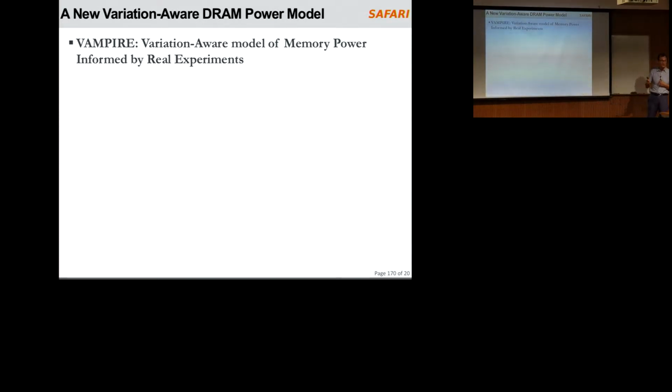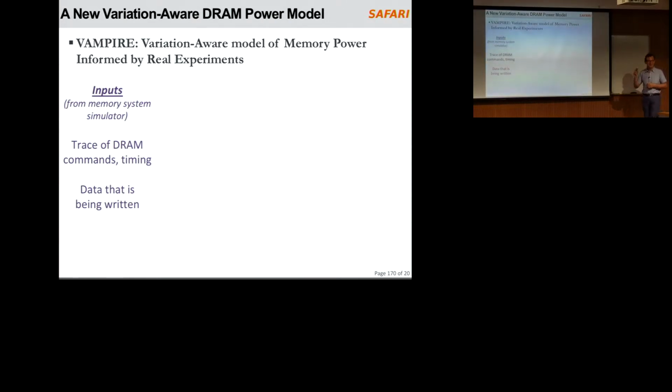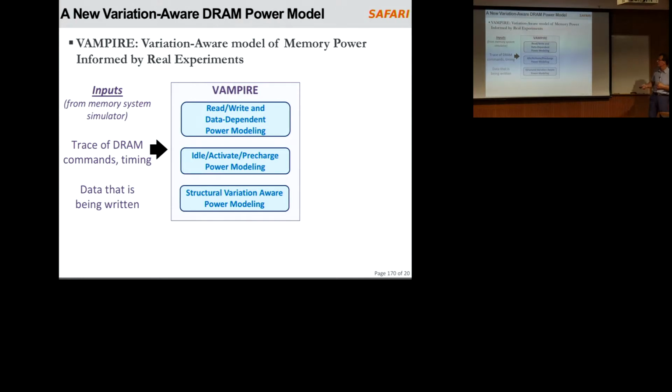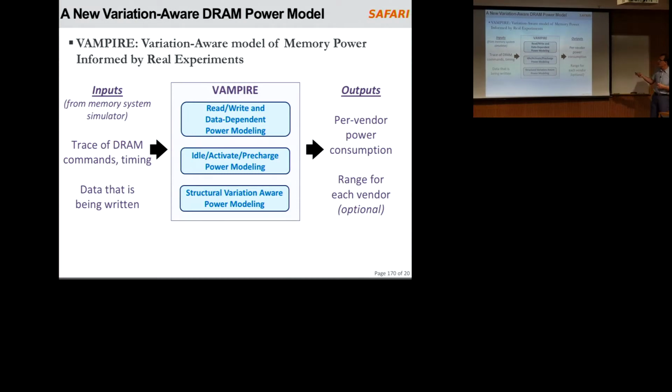This is also open source. This should go live, actually, maybe today or yesterday. We call it Vampire. I like this name. So basically, what this power model does is you get inputs from a memory system simulator, the trace of DRAM commands and timing, and data that's being written, because data is very important. And you feed it into the model, and the model does read, write, and data-dependent power modeling, and idle, activate, pre-charge power modeling based on the experiments that we've done, and structural variation-aware power modeling also. And the outputs are per-vendor power consumption and range for each vendor optionally.